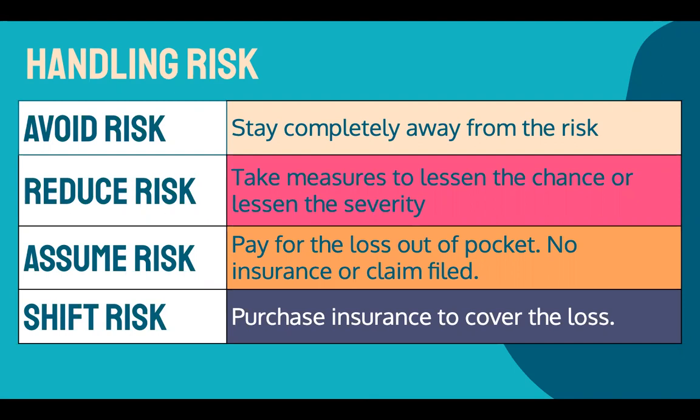Okay. I could reduce the risk. Maybe I take driver's ed. I wear my seatbelt. I do not drive under the influence or drive while I'm on my cell phone. I drive in safe driving conditions. I make sure my car is up to date and serviced. I could completely assume the risk, meaning I don't purchase car insurance. If I'm in a wreck or something happens, I'm paying for that loss straight out of pocket. Okay, no insurance is involved when I assume it. Or I could shift the risk, which is what this whole unit is about, which is purchasing insurance to cover the loss if it happens. In this case, I could purchase automobile insurance to protect me if I need to shift that risk.